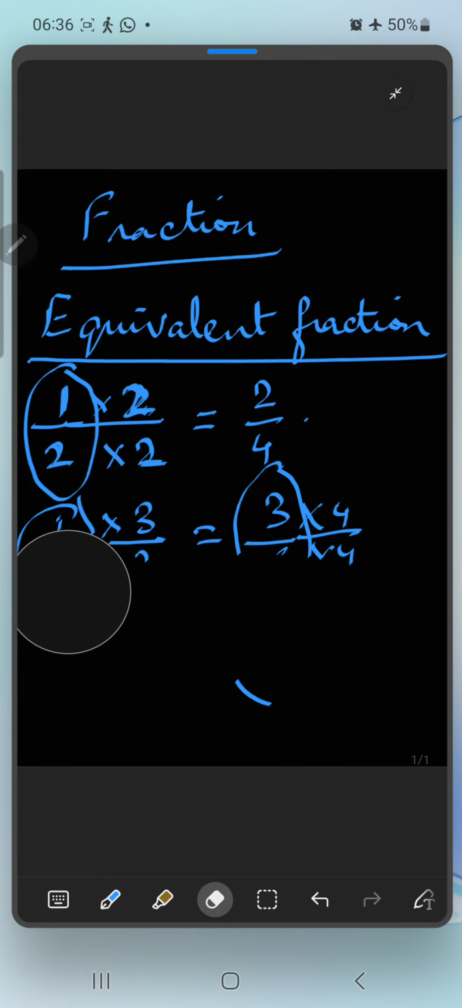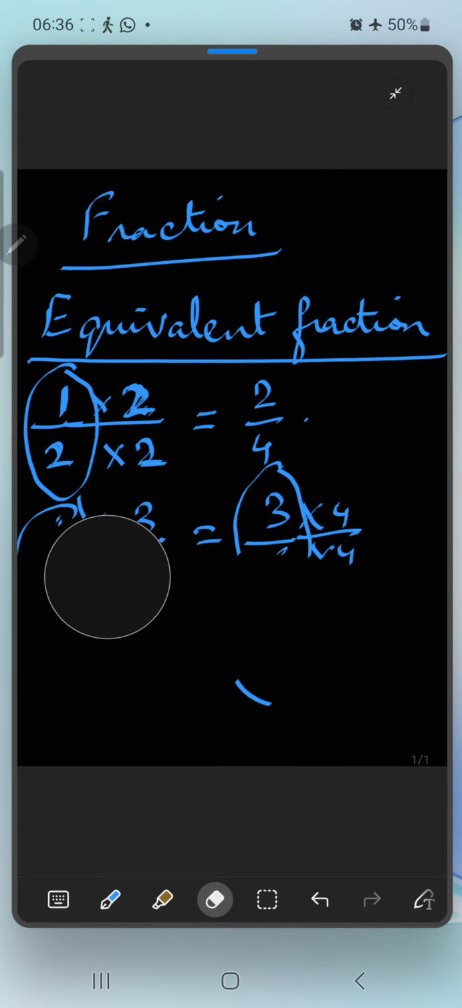Okay, we will take another example. Suppose we have 3 over 4 and we want an equivalent fraction of this number. If I multiply this with 2, I will get 6 by 8. So this 6 by 8 is an equivalent fraction of 3 by 4. Again, if I multiply this with 2, I get 12 by 16. So this 12 by 16 is also an equivalent fraction of 6 by 8 and also of 3 by 4. If we continue doing this, we will get many equivalent fractions of the given fraction, which is 3 by 4.